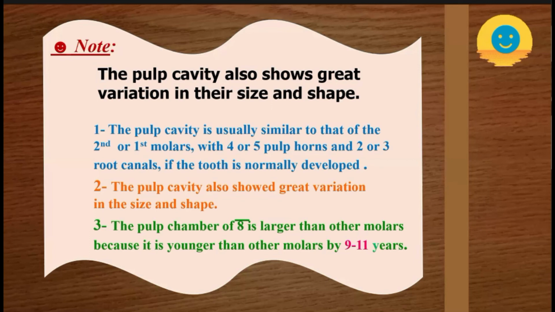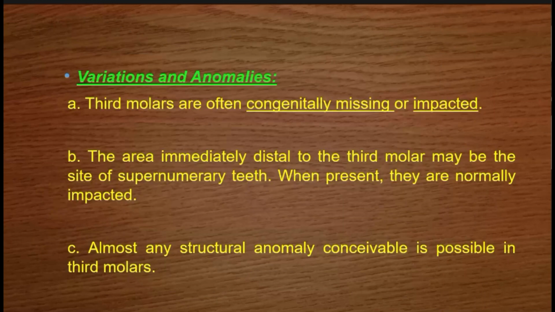Variations and anomalies: the third molars are often congenitally missing or impacted. In many cases the third molar is either partially erupted or not erupted at all, or sometimes you will find in the X-ray that there is no tooth bud for the third molar. This is also happening: 32 teeth is now becoming a trend toward 28 to 30 teeth for the population all over the world.